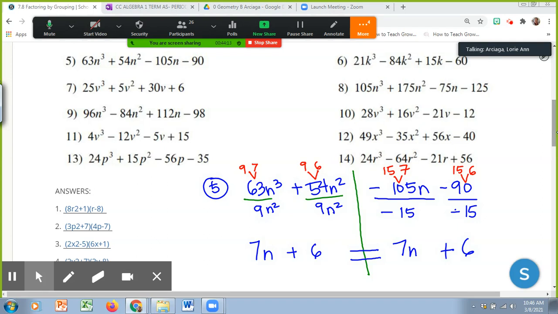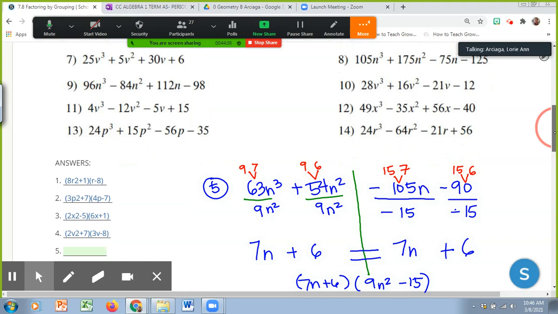Okay, so if they end up to be equal to each other, your final answer will be: you bring down the common binomial only once, which is 7n plus 6, and then you combine the GCFs together, but you're going to write them only once even though they're repeated. So 9n squared, that's your GCF from the first group, and then the GCF of the second group is negative 15. So it's 9n squared minus 15. Okay, so let's do that.